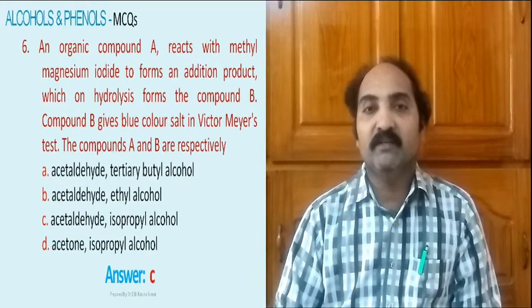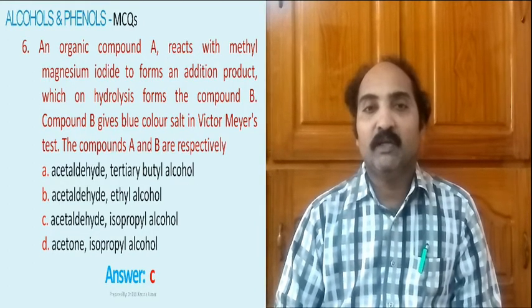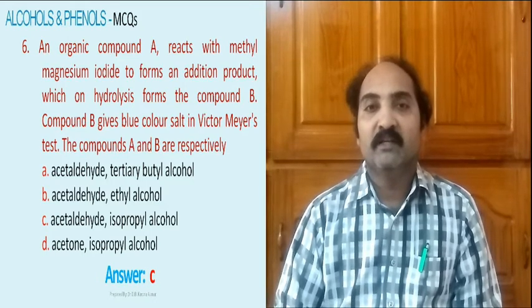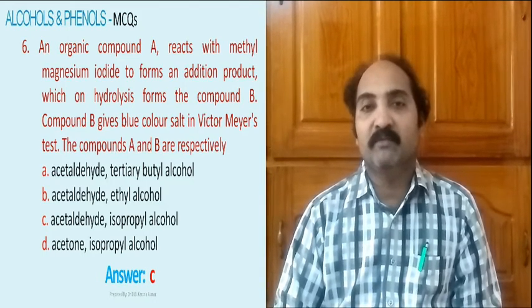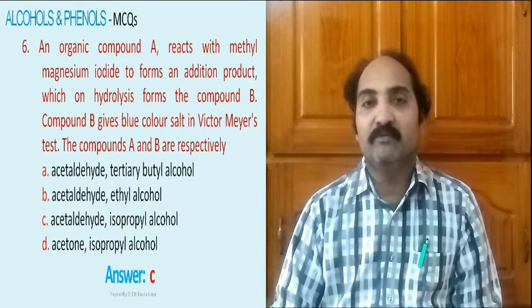Number 6, we see an organic compound reacting with a Grignard reagent, namely methyl magnesium bromide. Whenever an organic compound reacts with methyl magnesium bromide, it's going to give you an adduct.